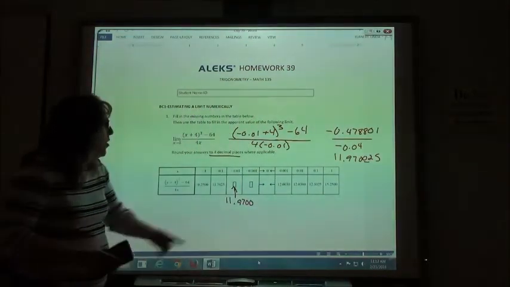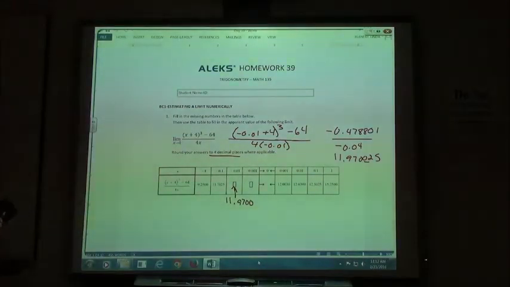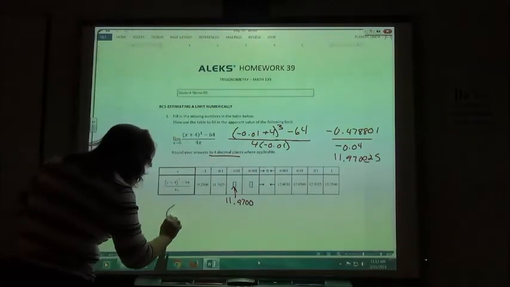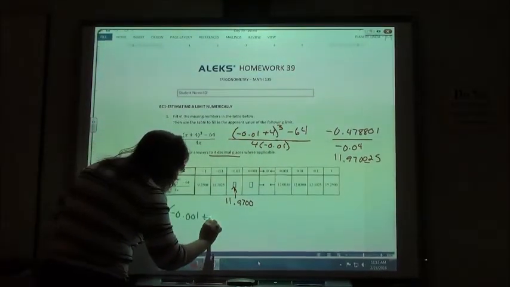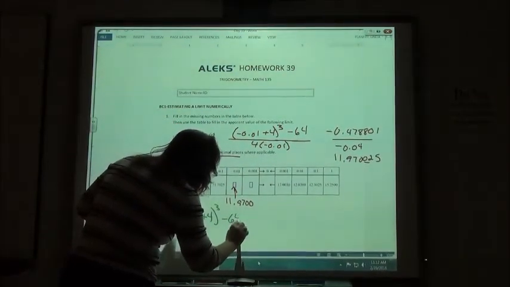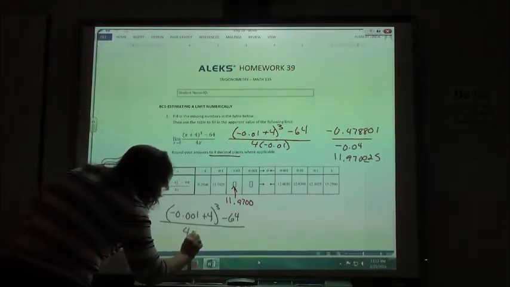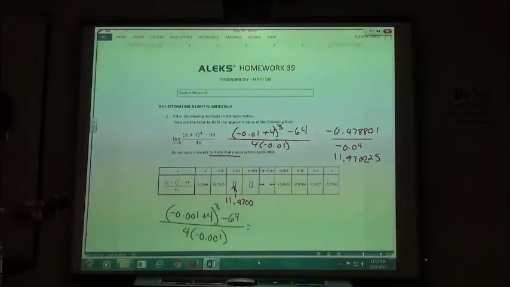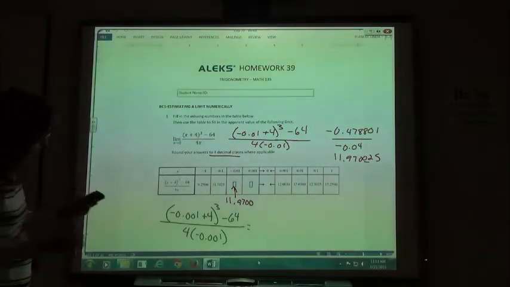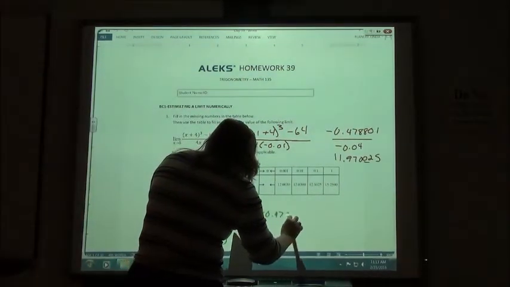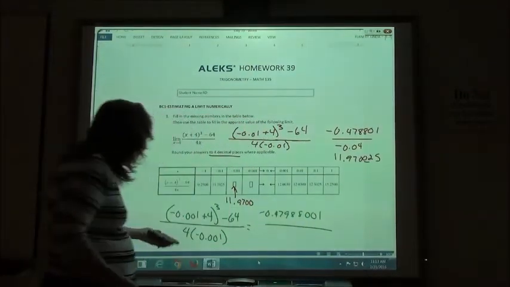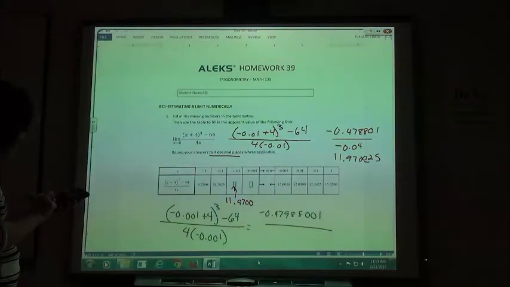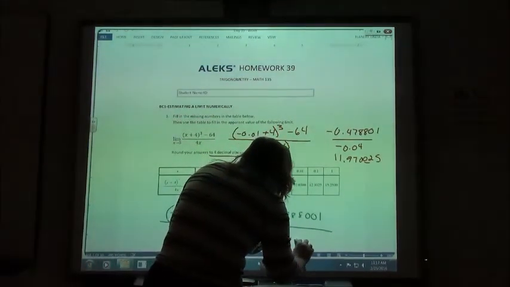We're going to do the same thing, only now we're going to use -1,000ths. So we are going to have -0.001 plus 4 raised to the third power minus 64 over 4 times -0.001. So again, calculating the top, parentheses, -0.001 plus 4, close my parenthesis, to the third power, minus 64 equals. I'm getting -0.4798801. On the bottom, 4 times -0.001 gives me -0.004.